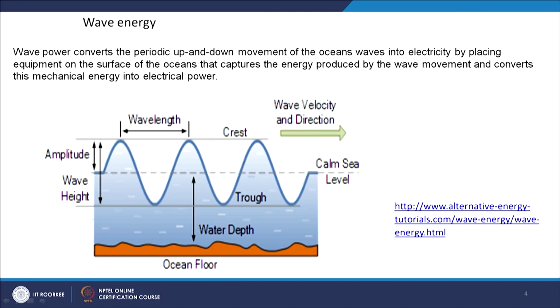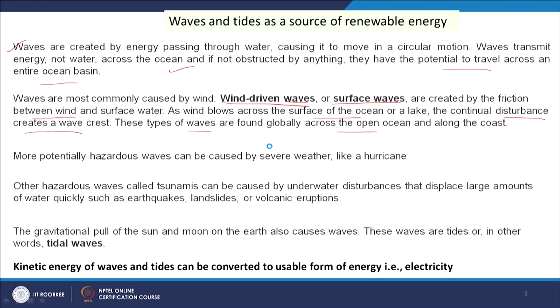So, this is the wave crest. Here there is some up and down at the water surface. This is our calm sea level, and sometimes we get up and sometimes down. This is our amplitude, this is wave height, and this is our trough, and this is the water depth from the ocean floor. This is your wavelength, and this is the crest which is generated in the wave.